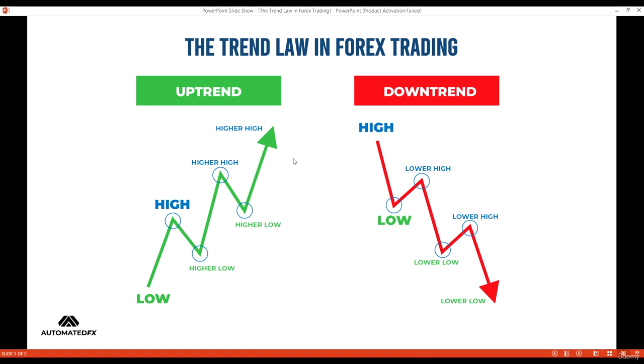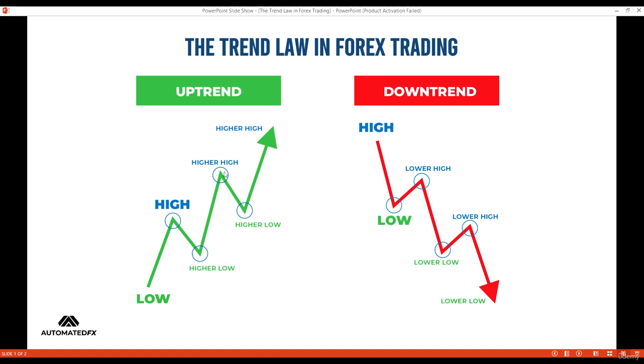So this is a typical way of how the market works. It might not be this clean and perfect, but it can be broken down to something like this. So this is an example of an uptrend. For an uptrend, we have the low, and then the high, then a low, a high, then a low, a high, and then a low.